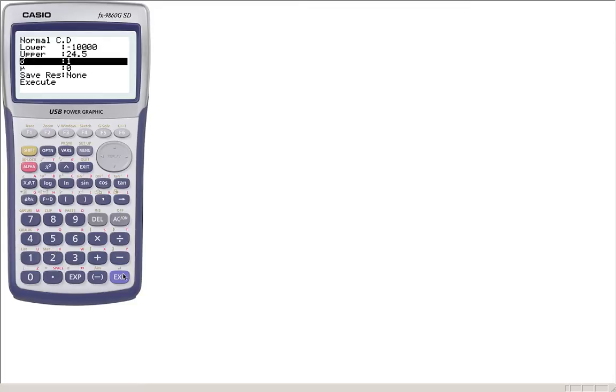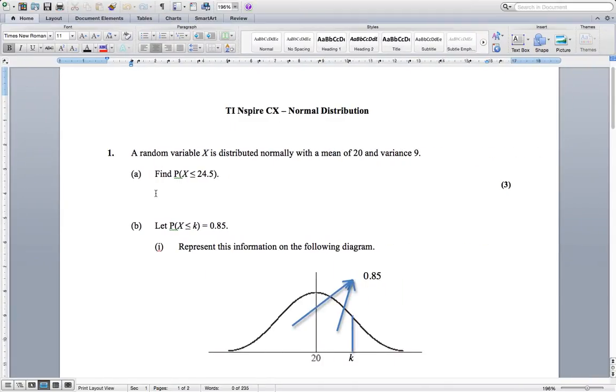Now sigma is nothing but the standard deviation, which is 3, and mu is nothing but the mean, which is 20. So execute, and then you get this answer. The probability is 0.933. So that is the answer for the first question.